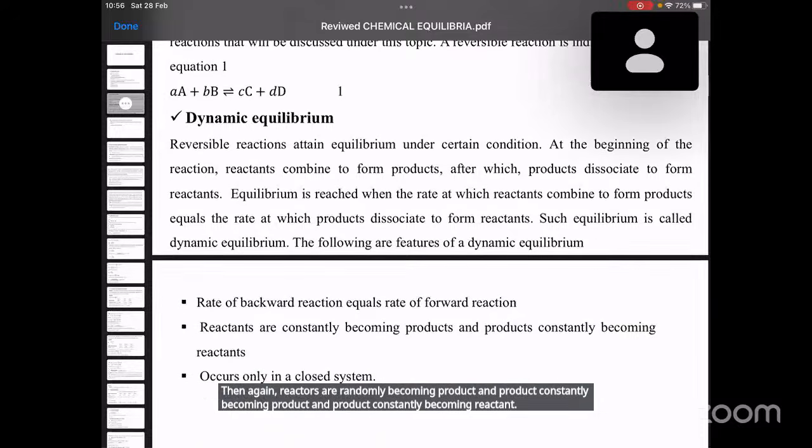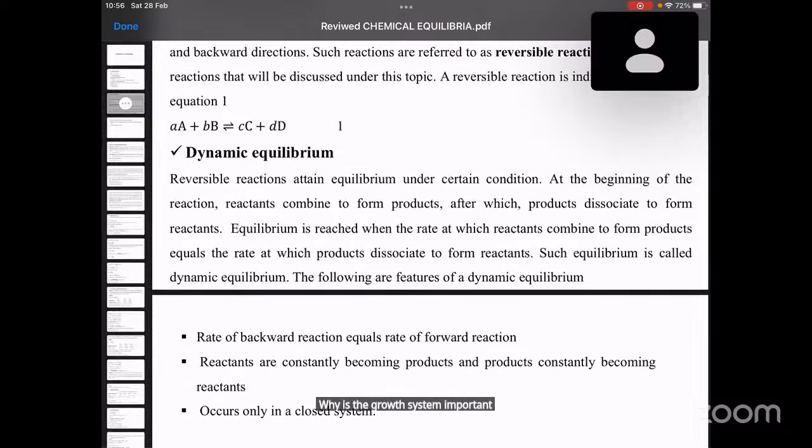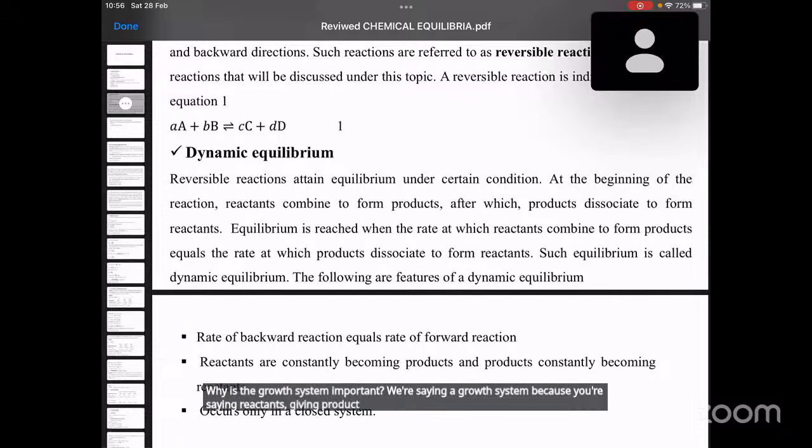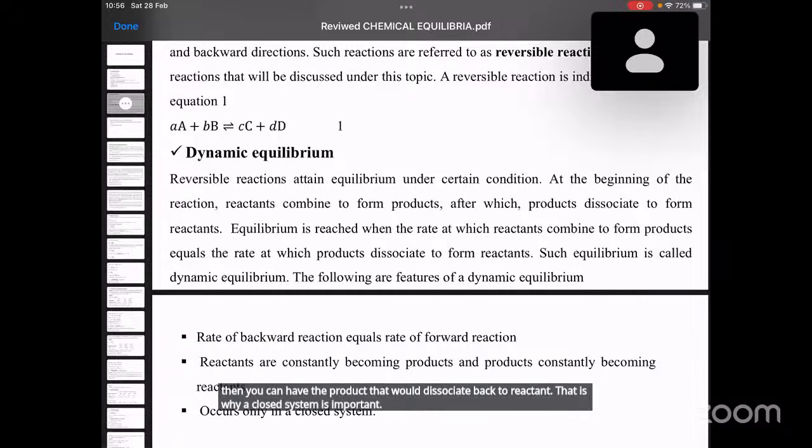You can only have this in a closed system. Why is a closed system important? We're saying a closed system because reactants give product and product comes back to reactant. If your products are leaving the system, then you can't have a product that will dissociate back to reactant. That is why a closed system is important, meaning that both reactant and product must be in a closed system. None must have a way of escaping.